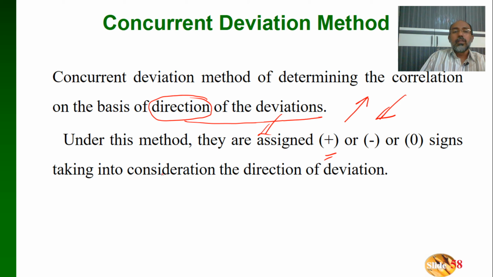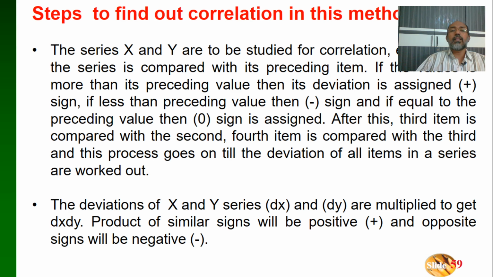So, taking into consideration the direction of the deviation, this is what the concurrent deviations method is. According to this method, we assign a plus value or minus value to the deviations. Okay. The next one, what are the steps involved in the concurrent deviation correlation method?